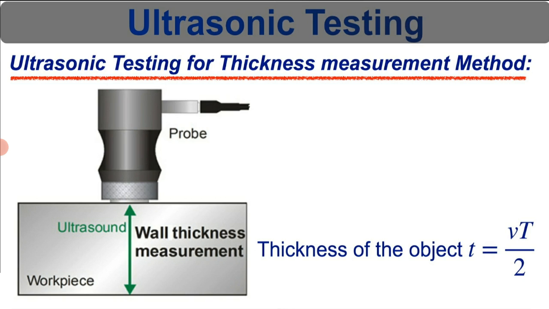The advantage of this thickness measurement is that the thickness can be measured from one side of the test piece only, and there is no need for drilling holes or otherwise inflicting damage to the piece.